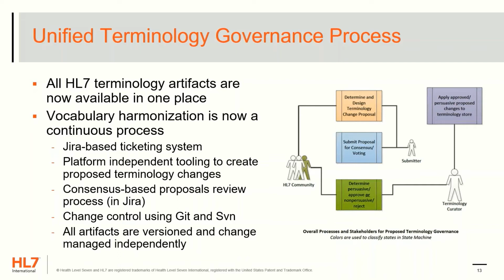The vocabulary change proposals go through a consensus-based workflow where reviewers can vote on the approval of changes. Once requested changes are approved, changes are managed using Git and Subversion. Through this process, all artifacts are versioned and change managed independently. These improvements provide a more responsive and transparent method for vocabulary maintenance that we believe will benefit the community.